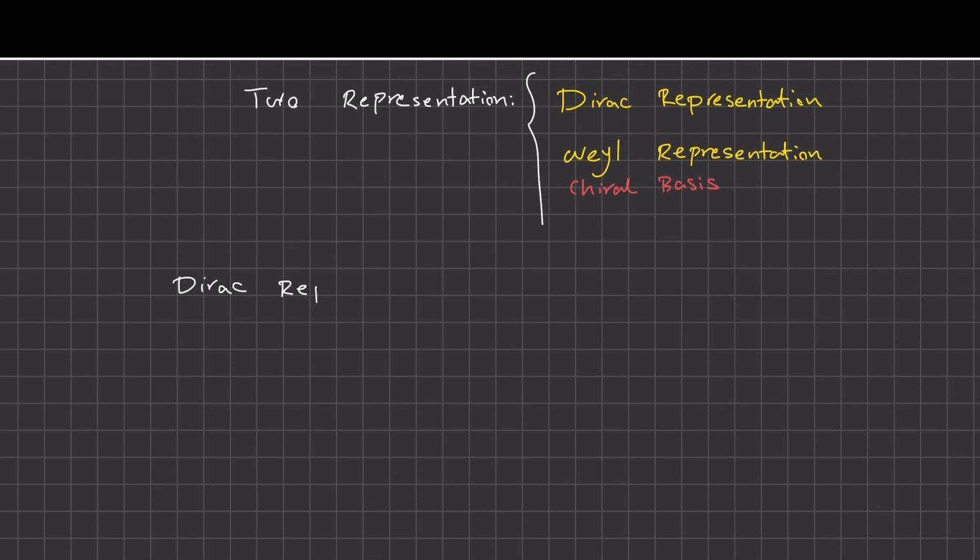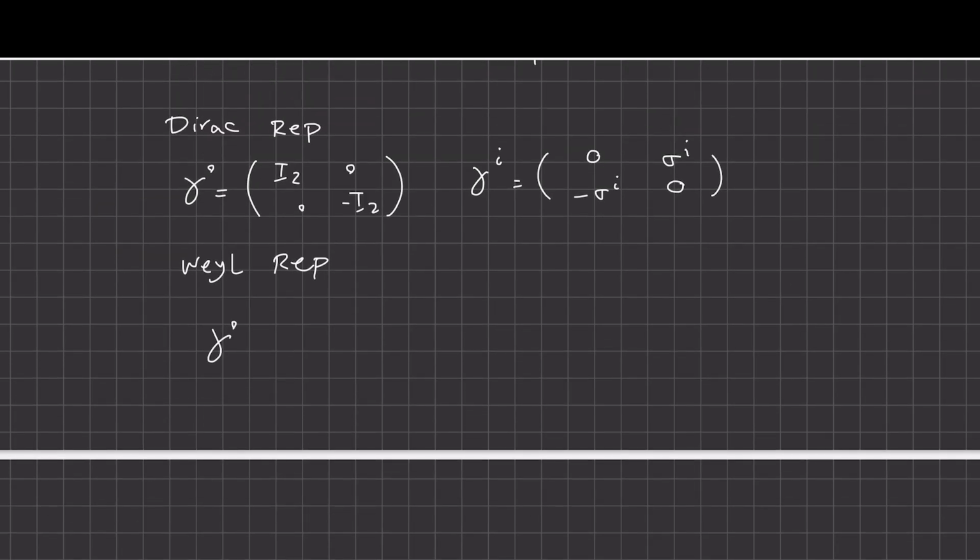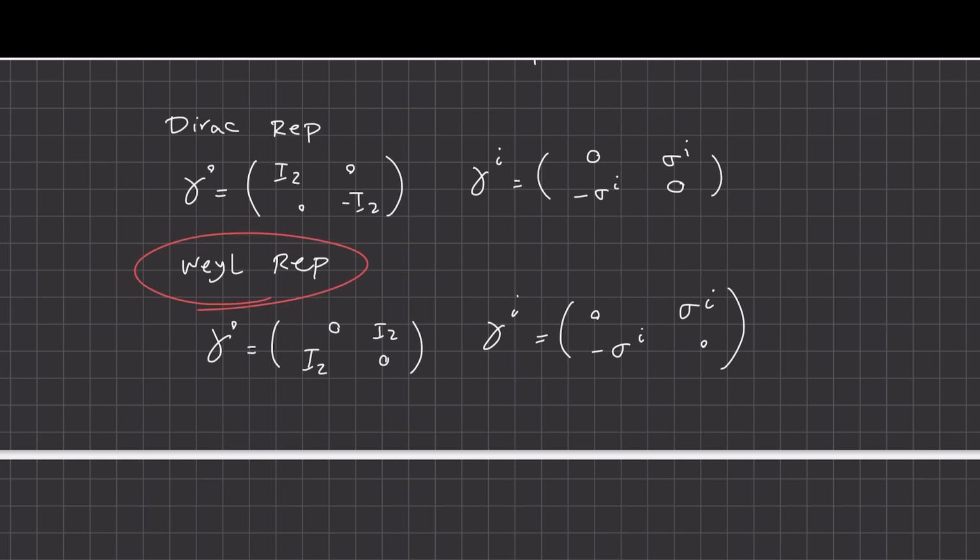So let's start from the Dirac representation. In the Dirac representation, the gamma zero matrix is on the diagonal terms, and then the gamma i is just basically the Pauli matrices on the other diagonal terms, and there is a minus sign also on the other component. In the Weyl representation, the gamma zero is different. The gamma zero is off-diagonal, with two unit matrices, and then the gamma i is the same as the Dirac representation. So we're only going to have the gamma zero term different.